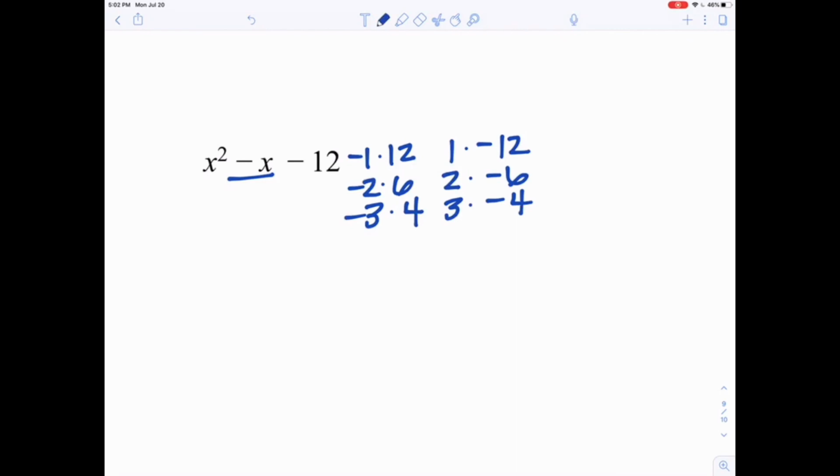So negative 1 plus 12 gives me positive 11. That's no good. 1 plus negative 12 gives me negative 11. That's no good. Negative 2 plus 6 gives me positive 4. That's no good. 2 minus 6 gives me negative 4. That's no good. Negative 3 plus 4 gives me positive 1. That's no good. And 3 minus 4 gives me negative 1. That's exactly what I'm looking for.